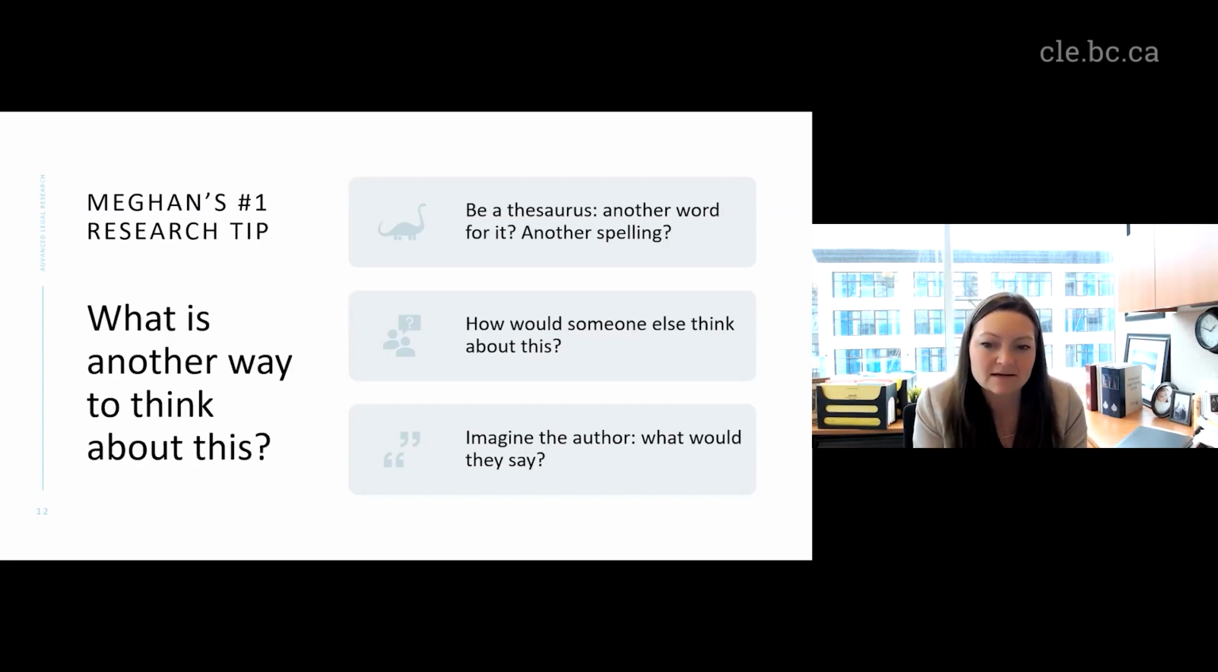Okay, that's how I think about the problem. How might someone else think about the problem? And then in particular, if I'm actually trying to get to a specific resource, I'm going to imagine how the author would frame it. Is there another way of structuring it?